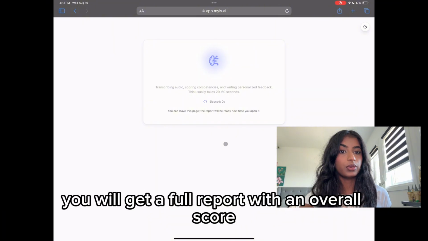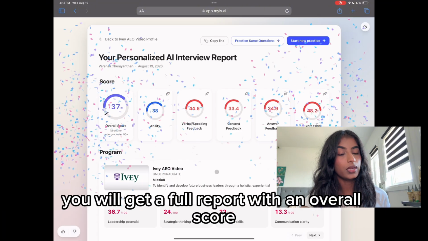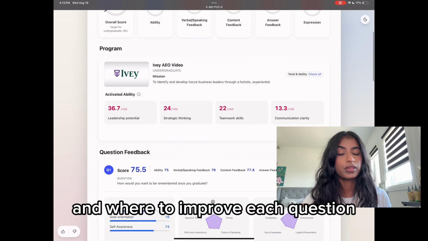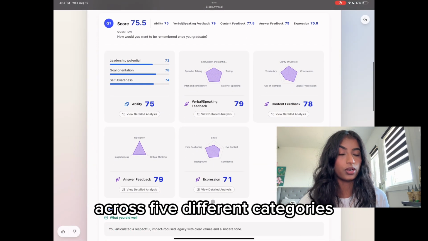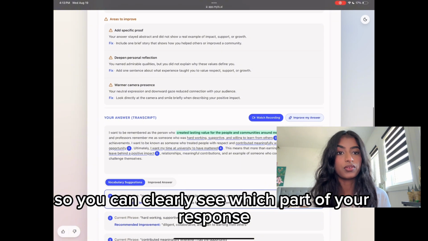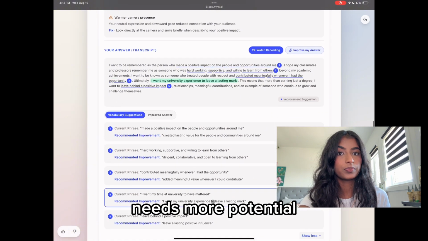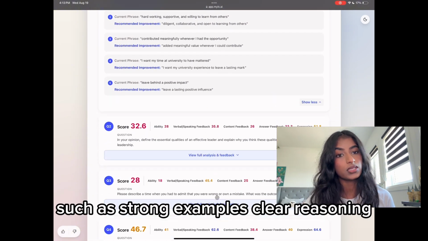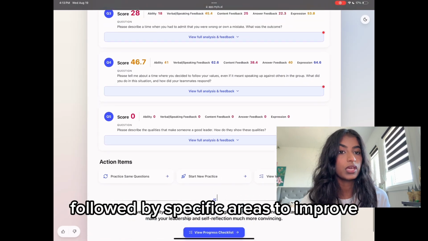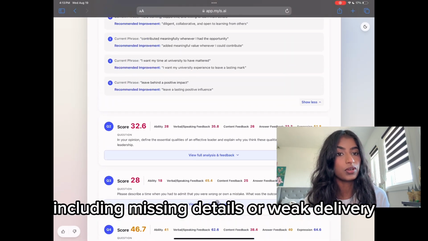After each session, you will get a full report with an overall score and question-by-question feedback so you know exactly where you're strong and where to improve. For each question, you'll receive a separate score across 5 different categories with an additional visual so you can clearly see which part of your response needs more work. You can also review what you did well, such as strong examples and clear reasoning, followed by specific areas to improve, including missing details or weak delivery.